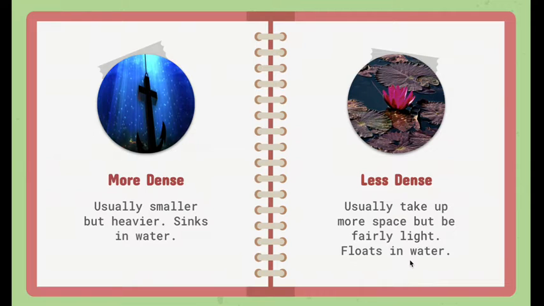So if you put the object in water and it floats, that means it's less dense than water. So a good example of a less dense object being useful that you have probably seen before is functioning as a flotation device, like a life jacket or a pool floaty.